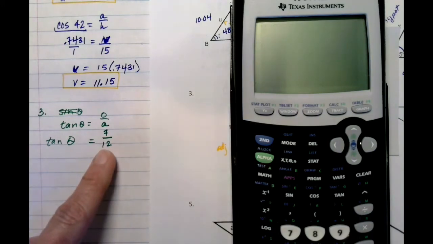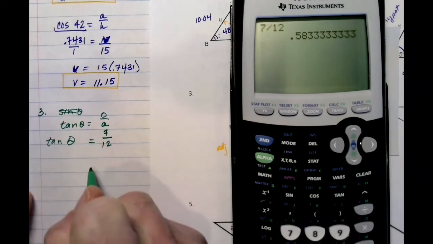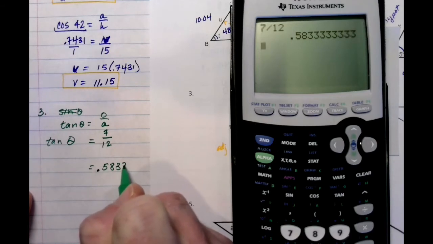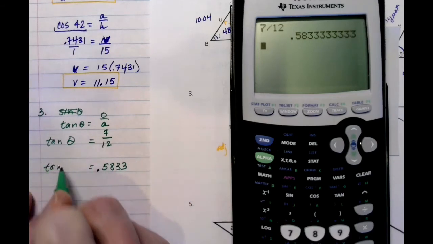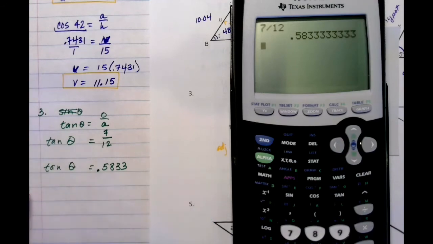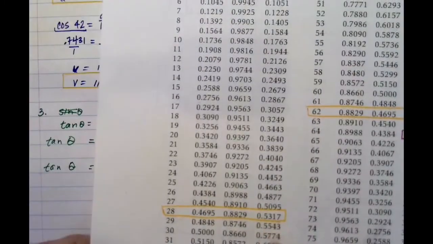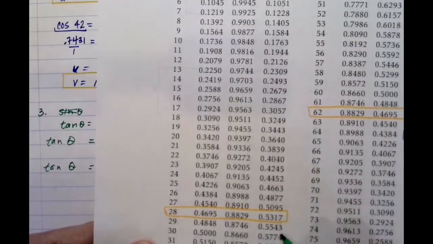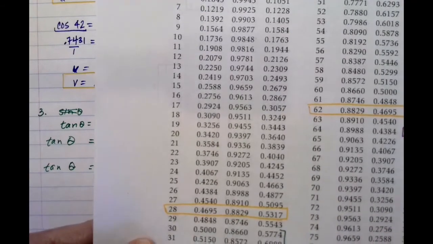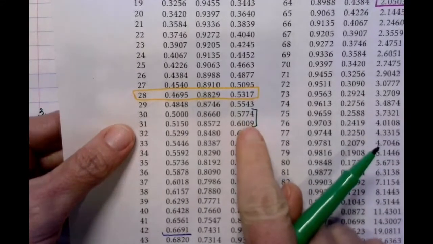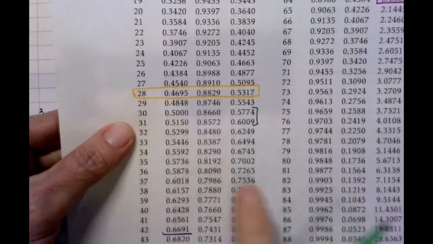So if I want to use my chart, 7 divided by 12 is equal to this ratio, 0.5833. So the tangent of some angle is equal to that. So if I go to my chart and I find a tangent of 0.58, see how I'm right in between these two values here? 0.58 is going to be somewhere between 30 and 31.